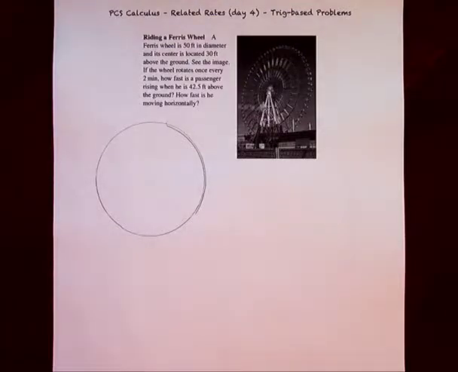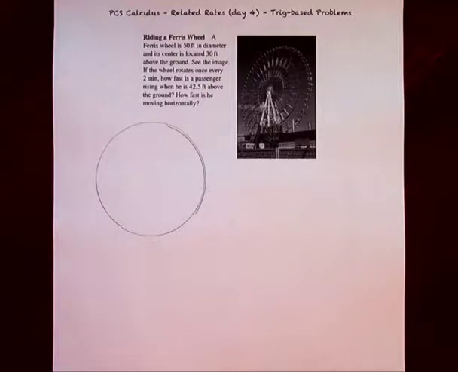This is the final video for the trig-based problems. This one's kind of fun. It shows up in several different books in several different ways. It's a Ferris wheel question. So a Ferris wheel is 50 feet in diameter and its center is located 30 feet above the ground.